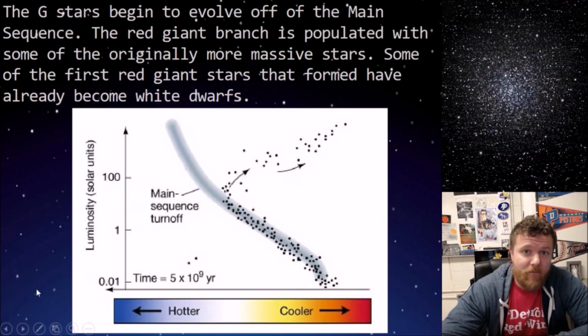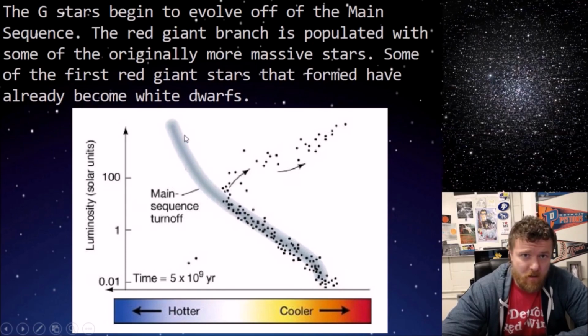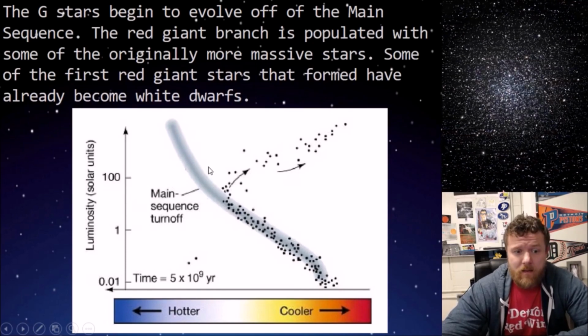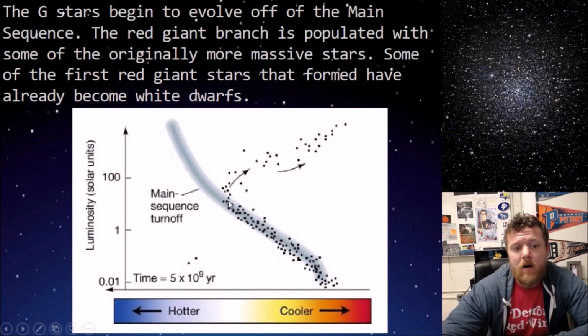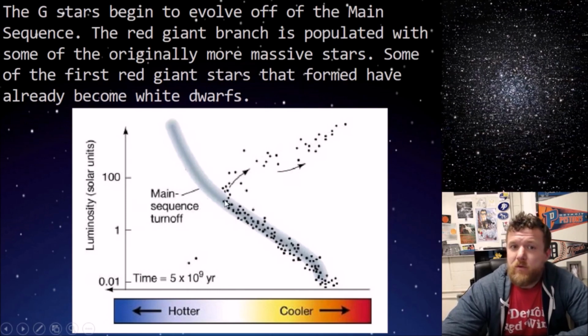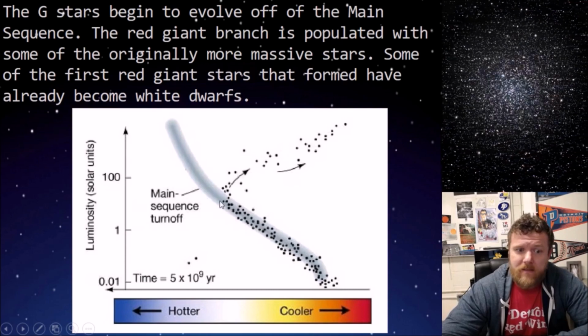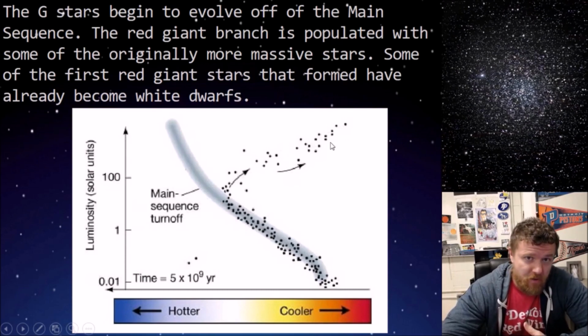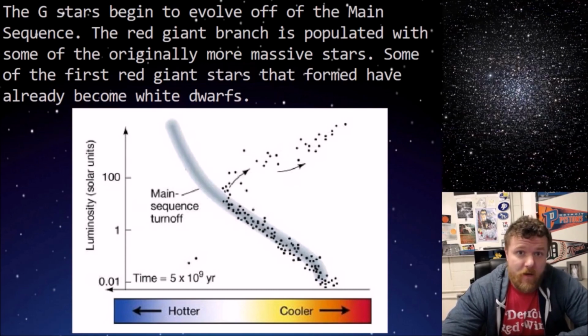Move ahead to about 5 billion years. O-class stars are gone, B-class stars are gone, A-class stars are gone, and now you're starting to get F-class stars, maybe a few G-class stars turning off of the main sequence. They're running out of hydrogen in their core, and they're turning into a red giant.